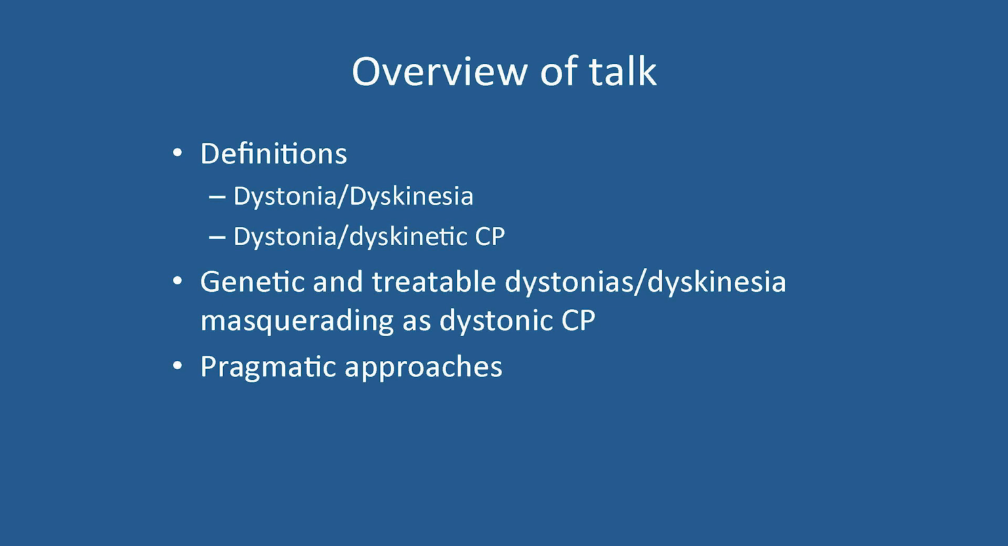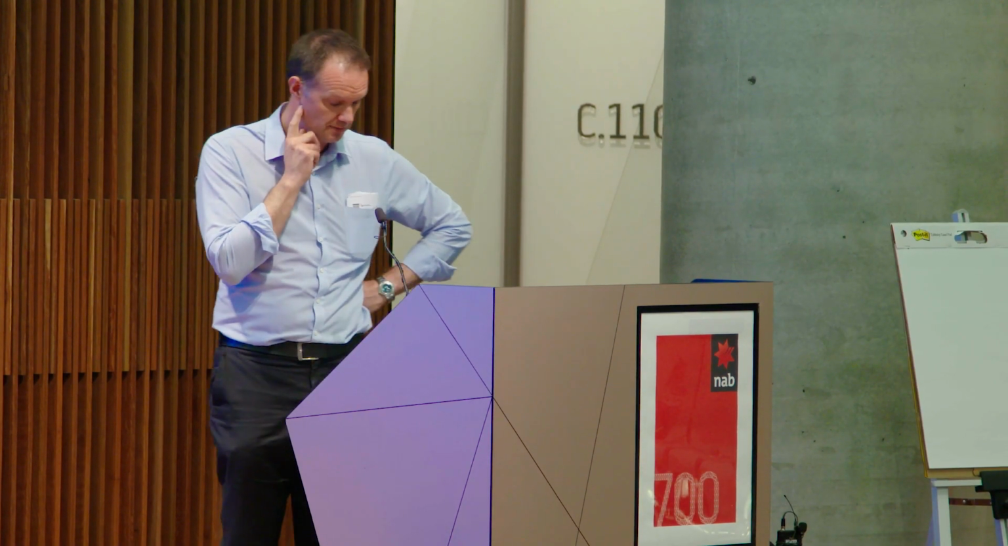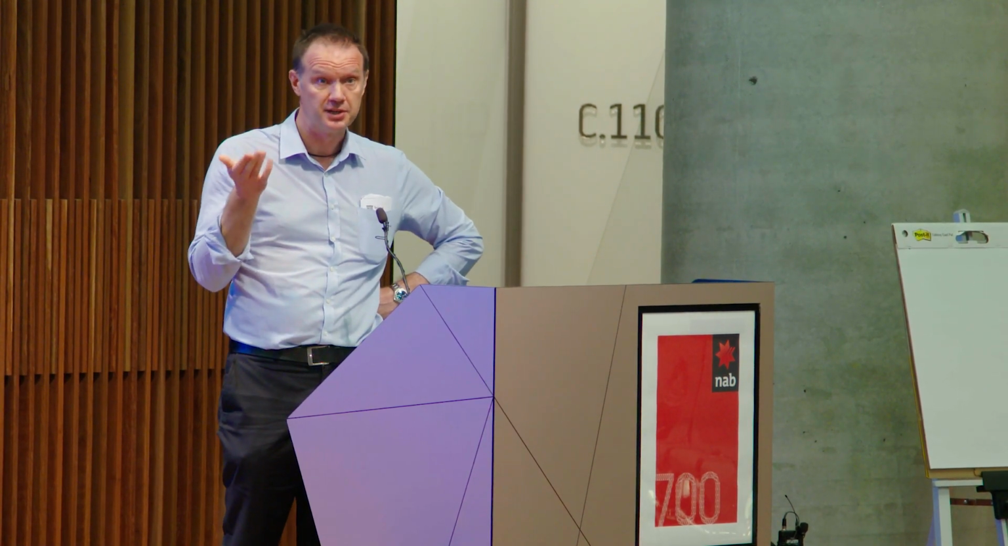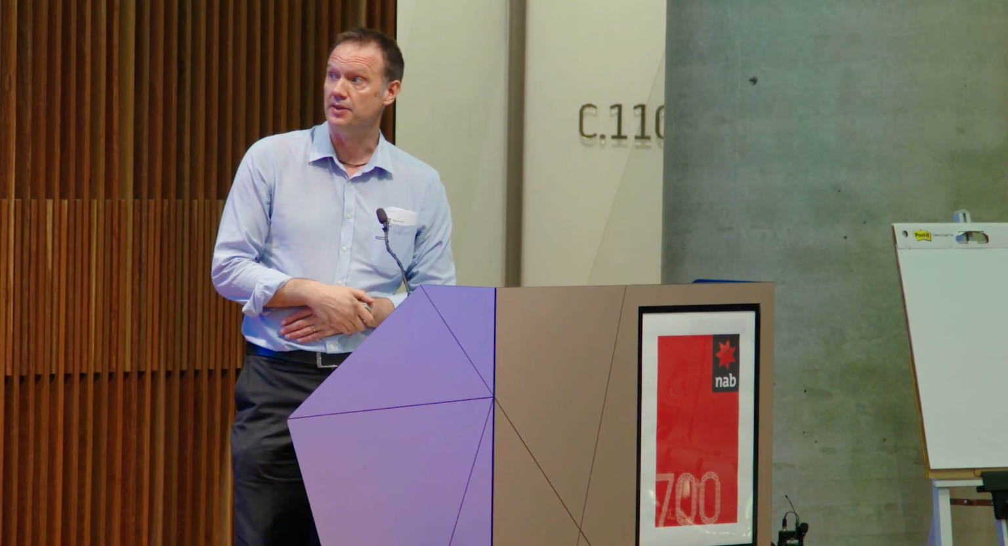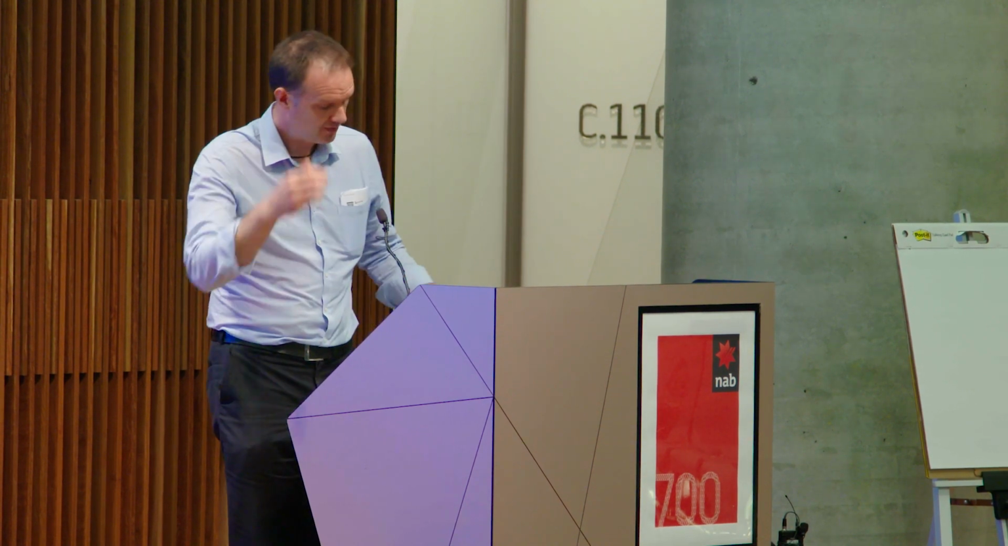I say that because I'm going to present some cases of genetic treatable dystonias and dyskinesias which are masquerading as dystonic CP. Some of them are not clearly like dystonic CP, and there are lots of red flags, but some of them really do look like your average dystonic CP patient in the clinics. So really, you need to start with a definition.